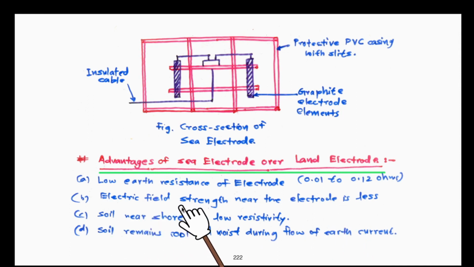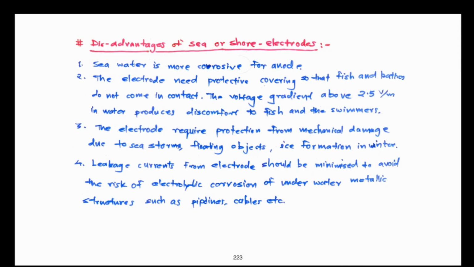Secondly, the electric field strength near the electrode is less. The electric field strength is less here because the medium is sea water. It is observed that the electric field strength near the electrode surface is very low. Okay. Similarly, the soil near the seashore has a low resistivity, and the soil remains cool and moist during the flow of earth current. There are some disadvantages associated with the sea electrode. Okay, so these are listed over here.